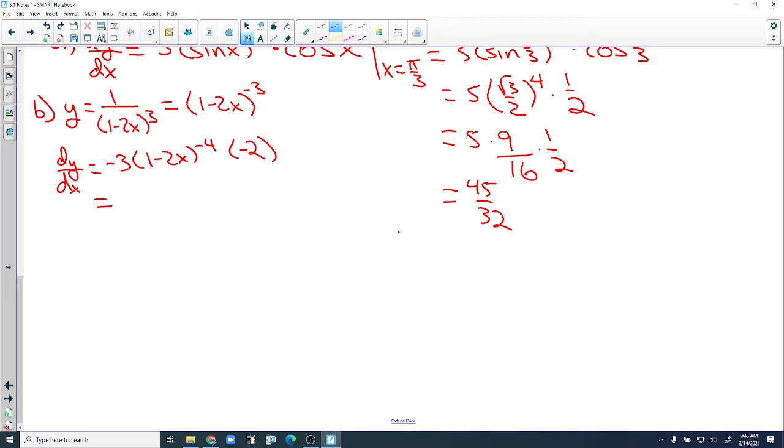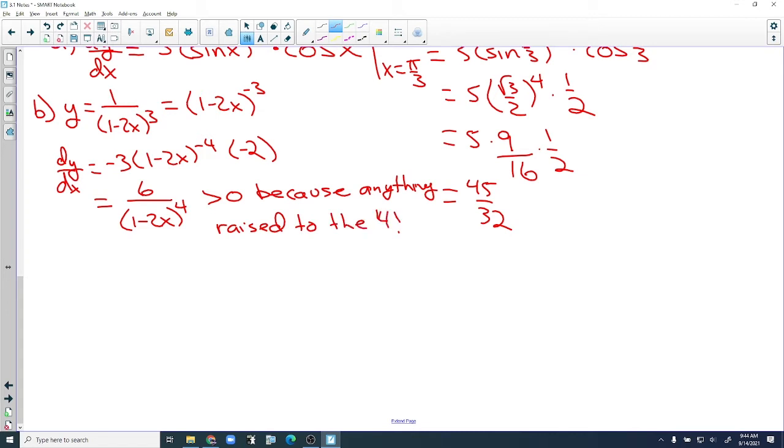That's the derivative of the inside. So then we have 6 over 1 minus 2x to the fourth. And I would say that the derivatives are always positive. This is always greater than 0 because anything raised to the fourth power is greater than 0. Something like that, if you're supposed to justify. Yeah, so all the slopes will be positive for that original function.